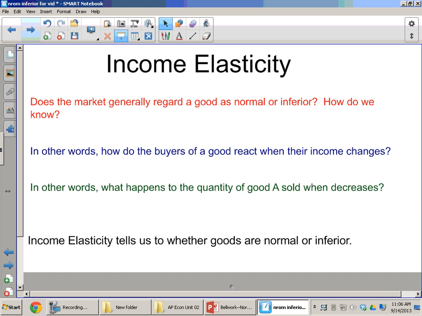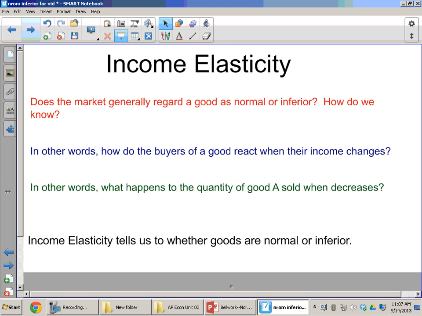Income elasticity is different. It tells us whether goods are normal or inferior. And you may have come across this problem in a class discussion. Sometimes it's easy to tell the difference, right? Lobster versus hot dogs is an example I've used in here. Which one is normal, which one is inferior? Well, by and large, people are going to trend towards lobster. When they have more money, they're going to buy that. But that's not always the case. You can't always quite tell.